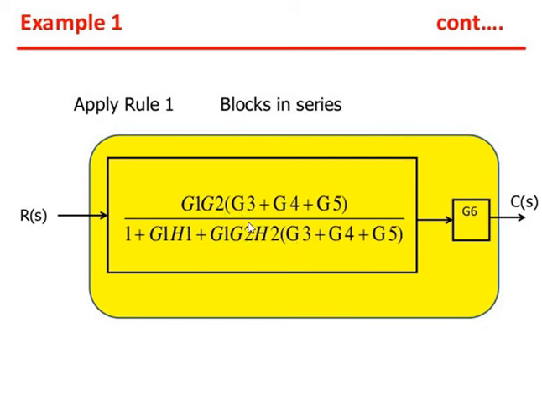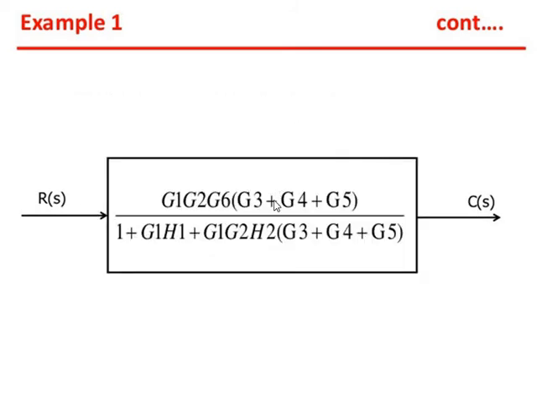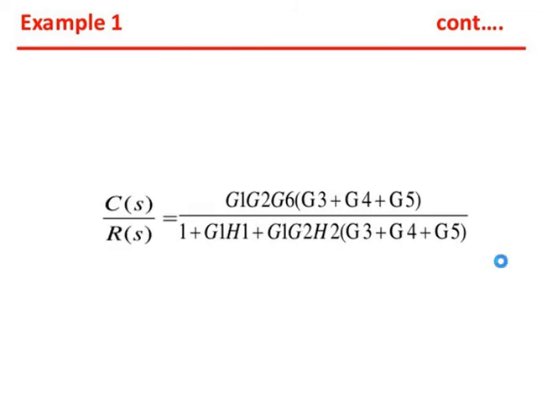Now these two blocks, this block and this block, are connected in series, so we have to apply rule 1 for blocks in series. So it becomes G1 into G2, G6, G3 plus G4 plus G5, over 1 plus G1 H1 plus G1 G2 H2 in bracket G3 plus G4 plus G5. So this is the reduced block diagram. So the output CS divided by RS equals this. So CS by RS equals the gain of the block.